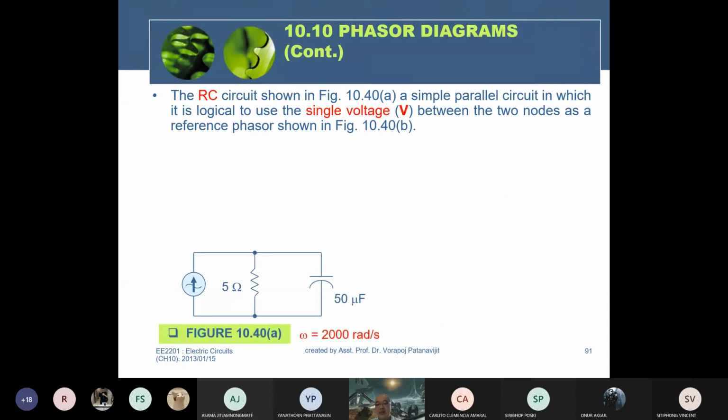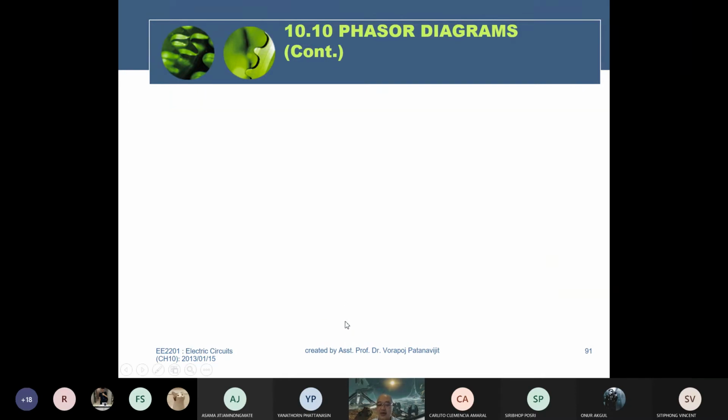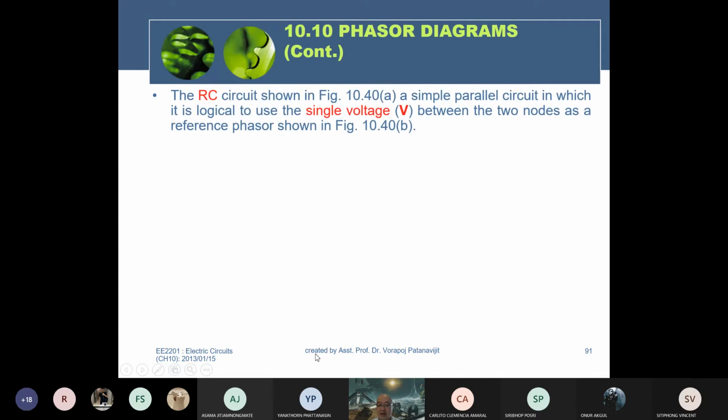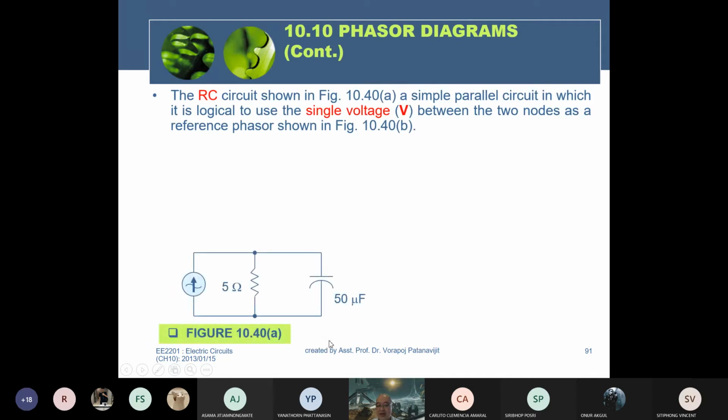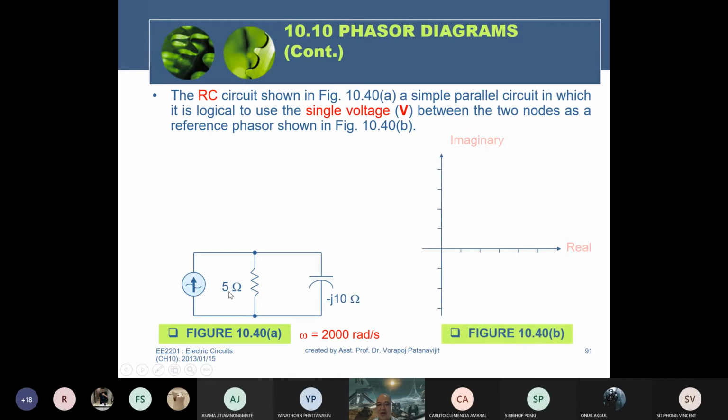Another example, a little bit simpler, is the RC circuit. If the question gives you omega equal to 2000 radians per second, you can determine ZC. ZC equals 1 divided by j omega C, which equals minus 10j. R equals 5 ohms, and the V will be here.